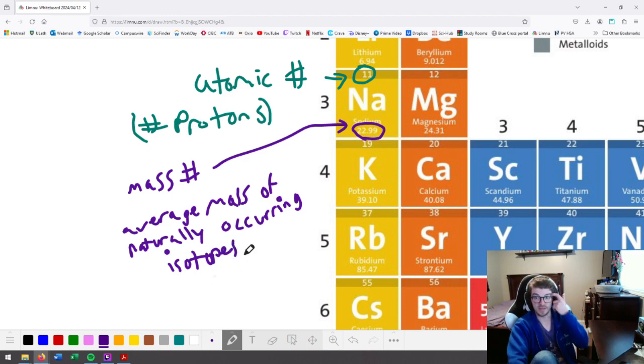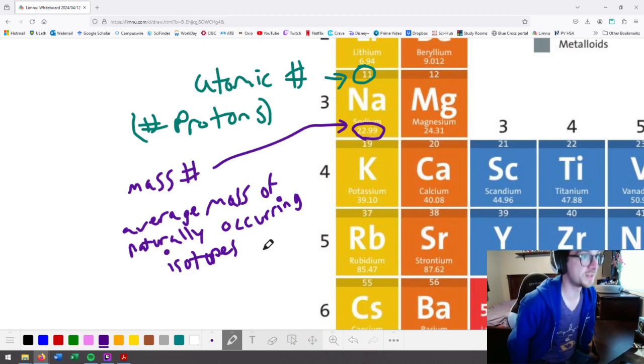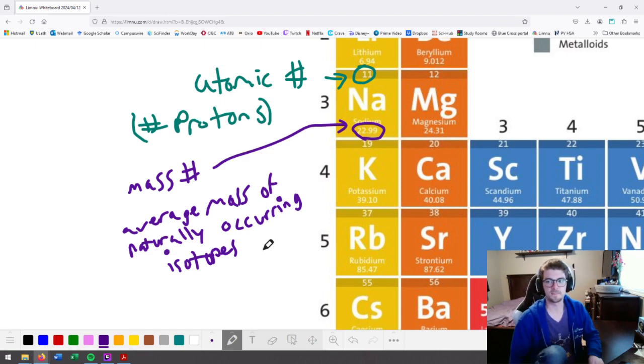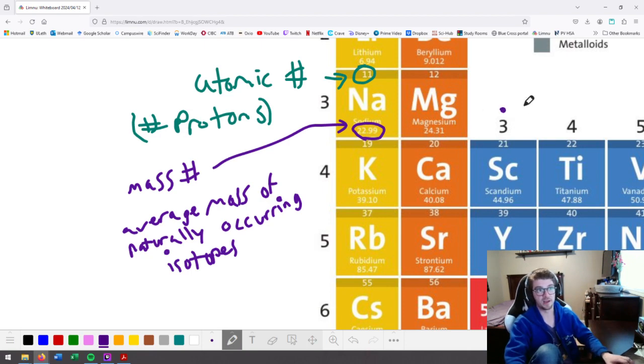Isotopes. It's messy, but it's fine. Okay, so the mass number is the average mass of naturally occurring isotopes for this element. So that requires a little bit more explanation. This is saying that if you take a completely average sample of sodium in nature, it will come out to weighing 22.99 mass units, where protons and neutrons are almost exactly equal to 1.